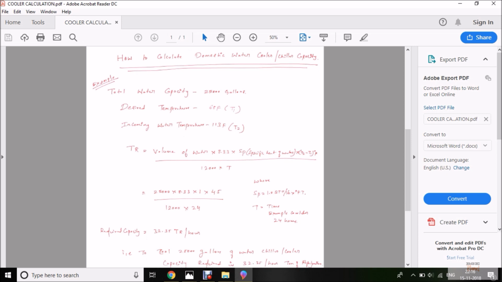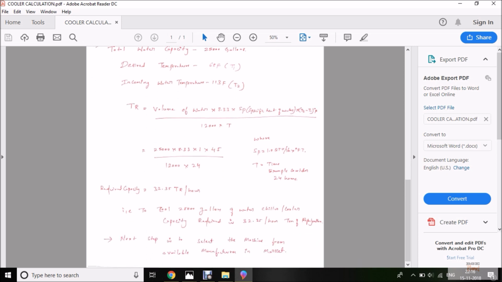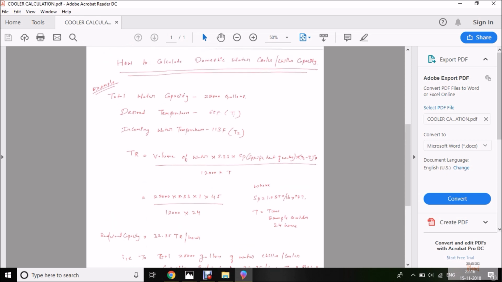To calculate the capacity of the heat pump, we calculate in terms of tons of refrigeration, TR. This is the simple formula: TR equals volume of water times 8.33 times specific heat of water times (T2 minus T1), where T2 is the outlet and T1 is the inlet temperature, divided by 12,000 times the time duration you want to cool the water. The specific heat of water is usually 1 BTU per pound per degree Fahrenheit. It's up to you; you can convert to feet, pounds, or SI units, whichever is good for you.